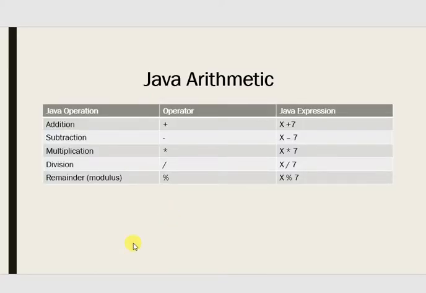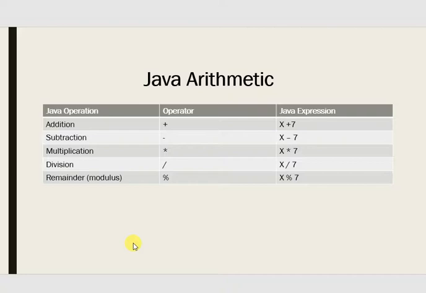Java arithmetic. This is basic mathematical equations. In Java, we use an operator in our variables to run the arithmetic. We have addition with the plus sign, subtraction with the minus sign, multiplication and division with the star and forward slash, and we have the remainder, which is called the modulus, the percent sign.